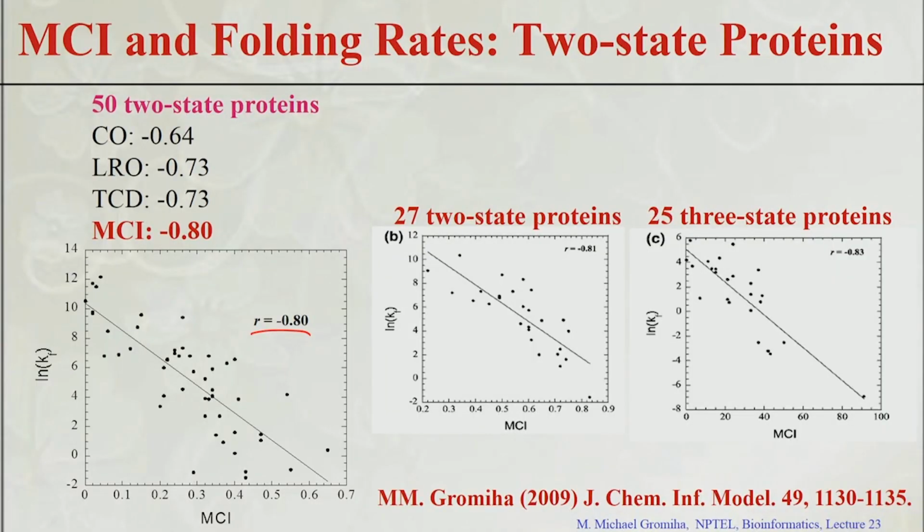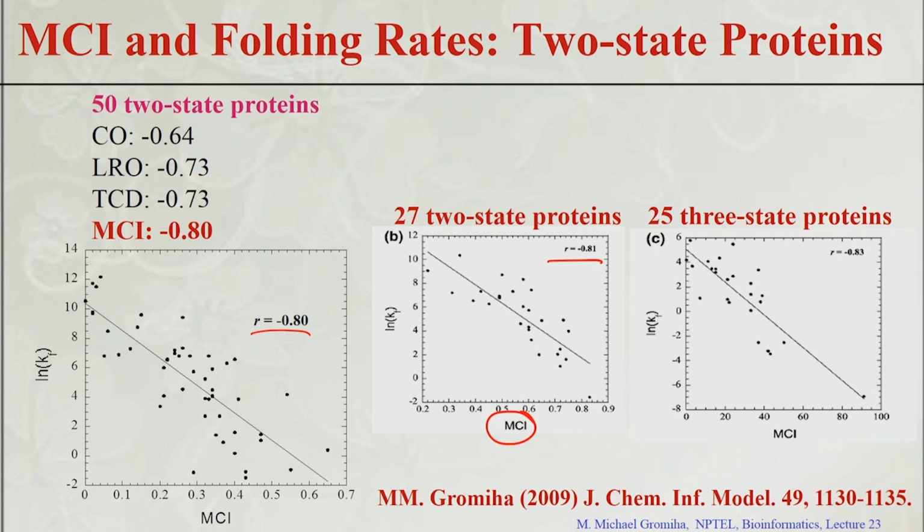So, now we try to see whether this is correct or not, how far this can be trusted. So, we set another 27 two-state proteins, same experimental conditions. At the beginning of the lecture I discussed about the data determined by the different experimental groups under the same conditions. If you do that, there also you get a similar correlation, minus 0.81. That means, MCI is a good measure to relate protein folding rates.